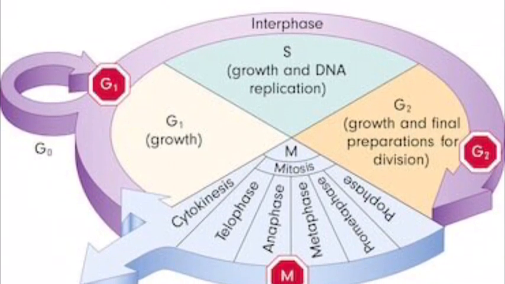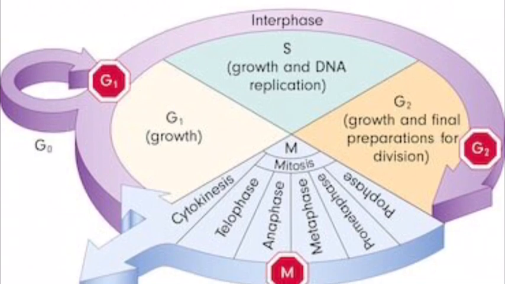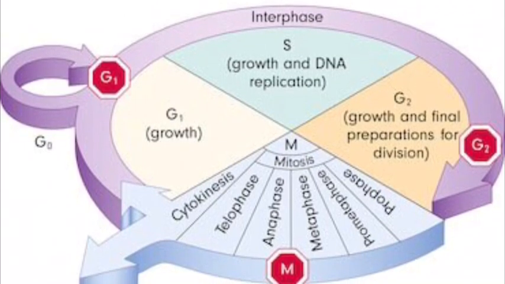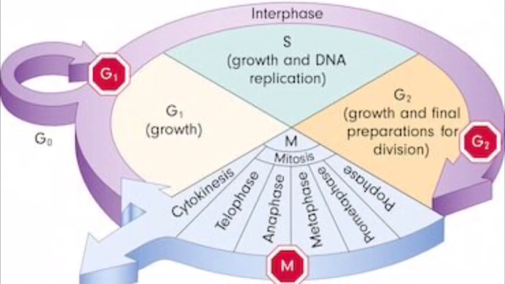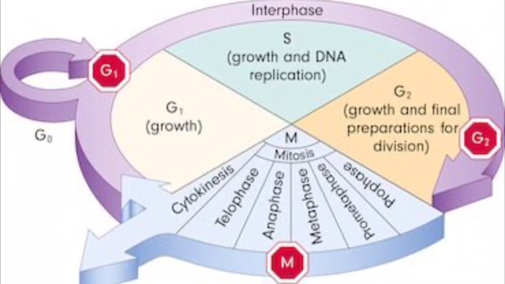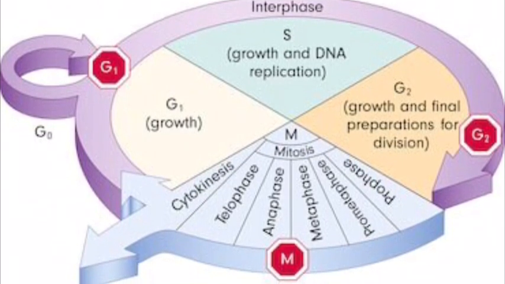Interphase is where the cell spends most of its time. The G phases are the growth phases, and the S phase is where the DNA replicates. The reason the cell is in interphase the longest is because it needs to grow and develop.